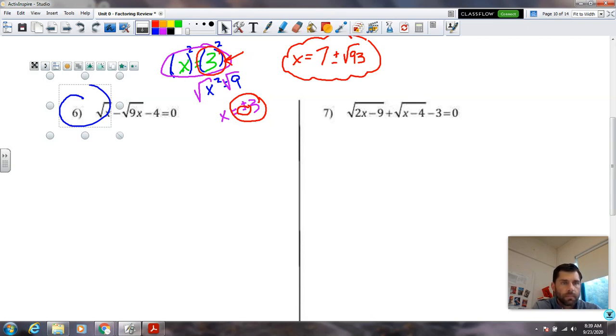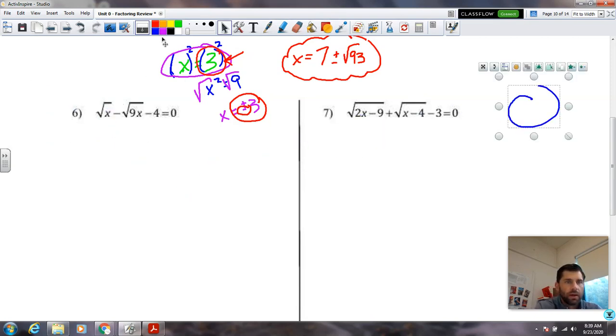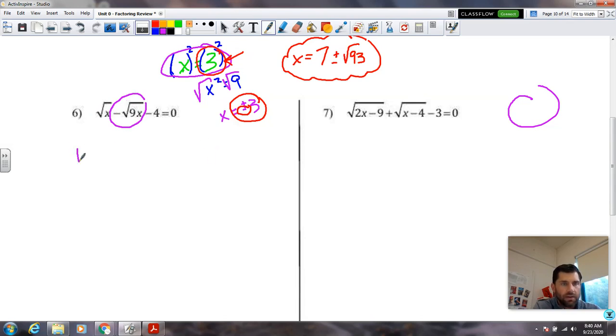What we don't want to do is square this whole trinomial. That would be a total mess. So for a question like this, the best order of business to start off with is to isolate one of the radicals. It doesn't matter which one. Maybe I'll bring this negative 9x to the other side, because that only gives me one step to do. So I have square root of x minus 4 equals the square root of 9x.